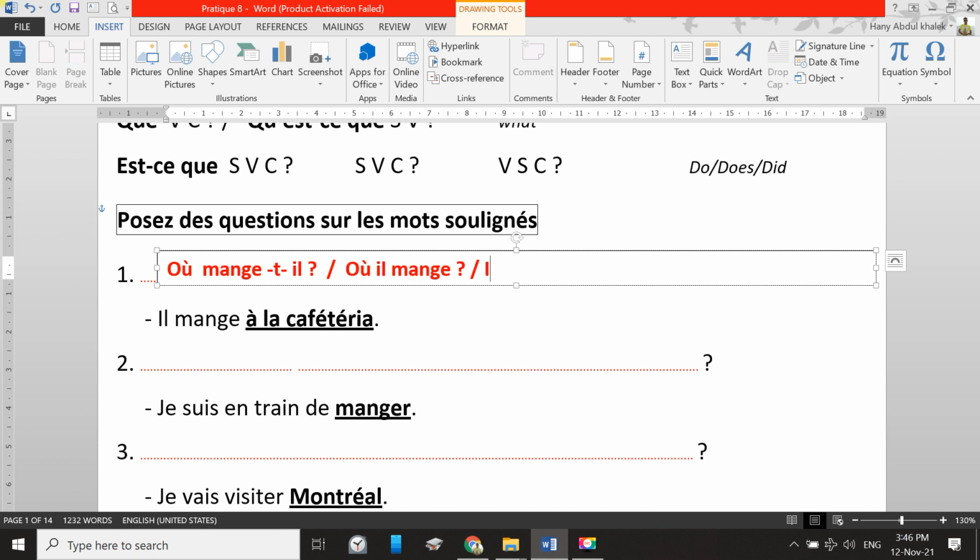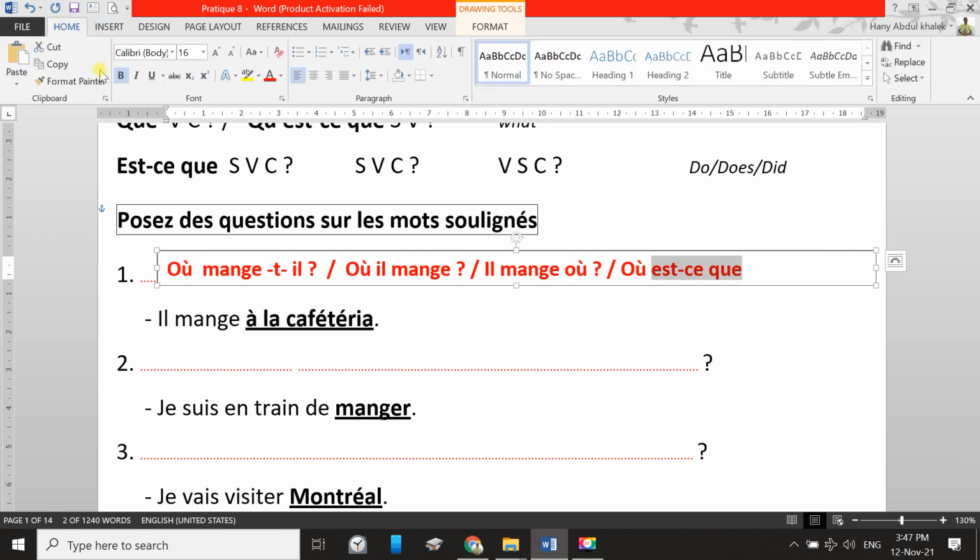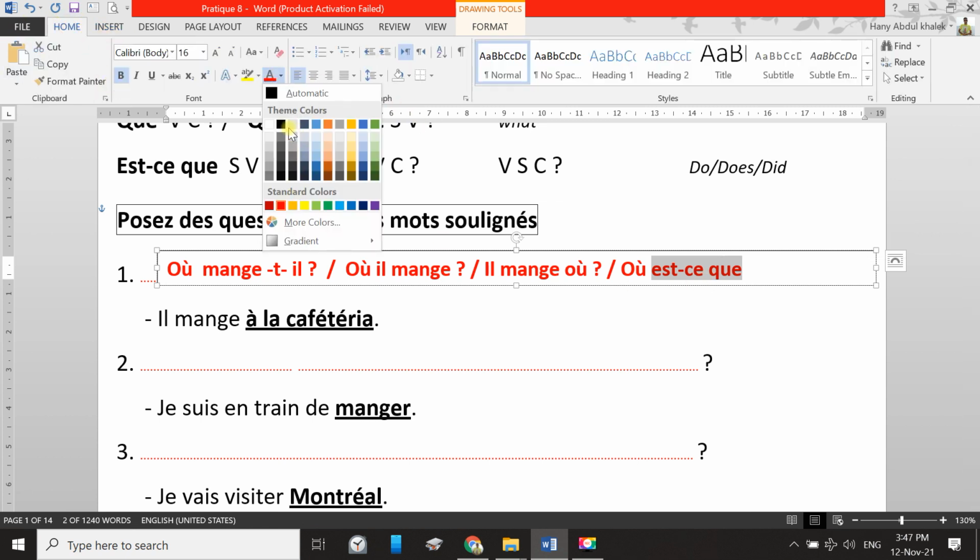And we can say il mange, then we say où. Il mange où, like that. We have a fourth way to ask. We can add est-ce que after où. What is the meaning of est here? It doesn't have any meaning, we just use est-ce que here to arrange the sentence after the question word, and this is a standard way, by the way. So we can use it as a standard.